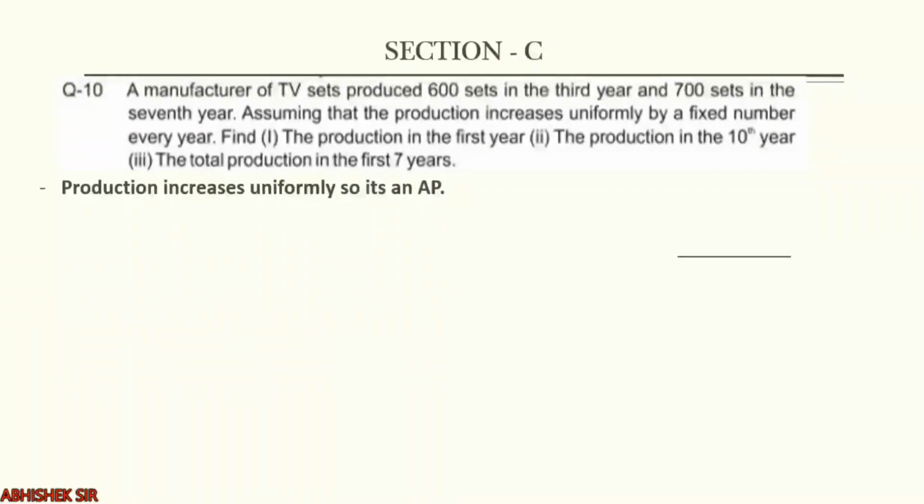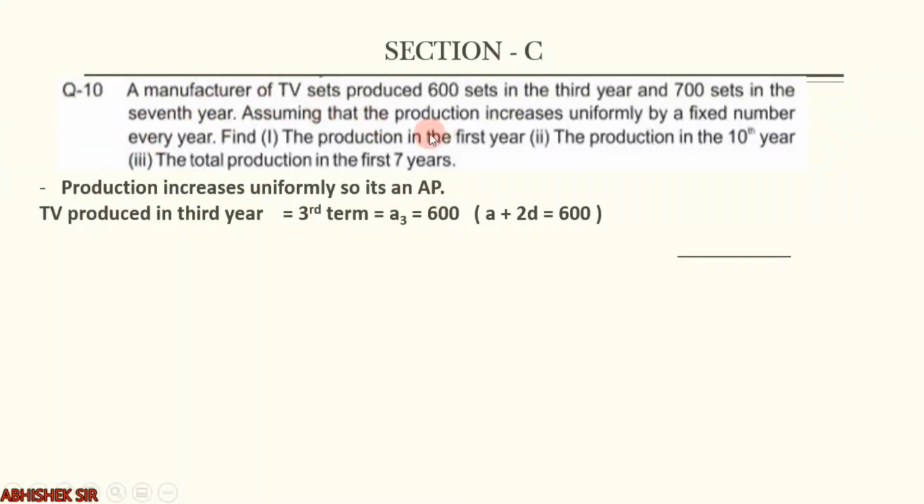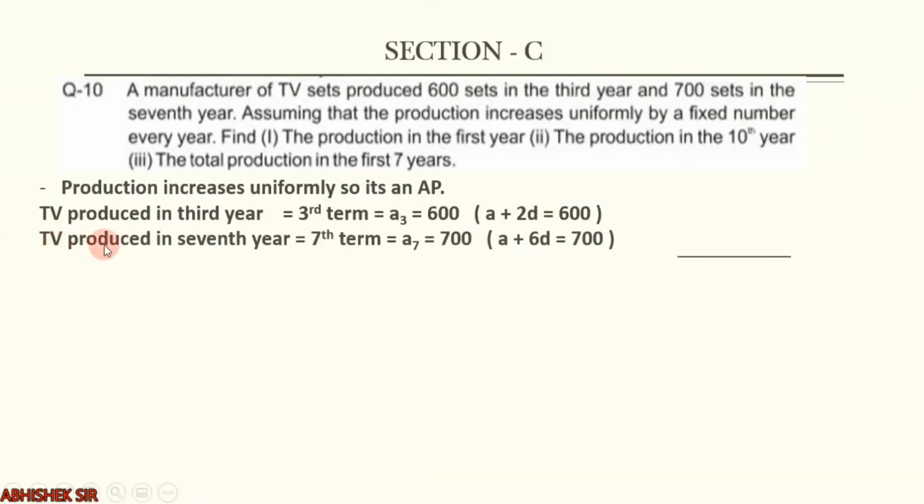First of all, production increases uniformly, so it will become an arithmetic progression. TV produced in third year is third term, that means A3, that is given 600. Note that the third term can also be written as A plus 2D. Same way, TV produced in 7th year will be 7th term, that means A7 equals to 700. So A plus 6D is equal to 700.